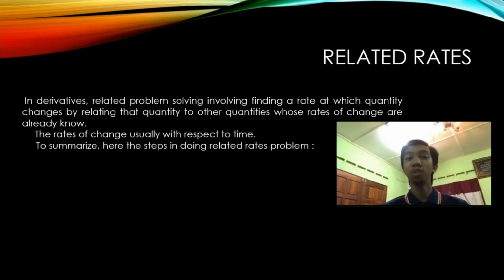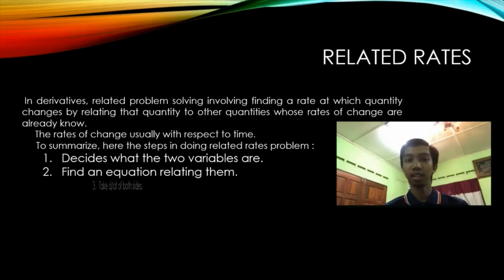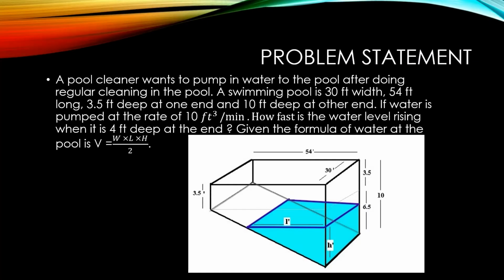And last, to summarize, here are the steps in doing related rates problems. First, decide what the two variables are. Second, find an equation relating them. Third, take d over dt for both sides. Fourth, plug in all known values at the instant in question. And fifth, solve for the unknown rate. We move to the problem statement.